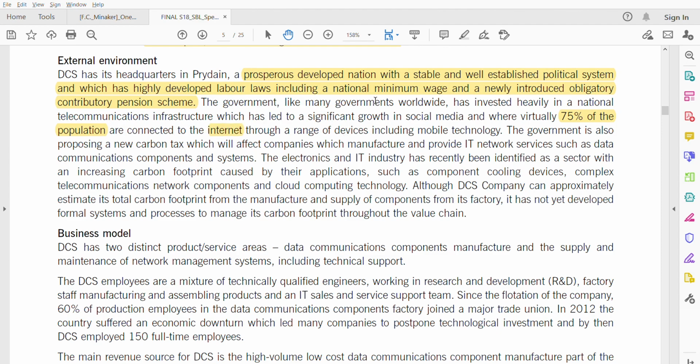So the government is also proposing a new carbon tax, which will affect companies which manufacture and provide IT network services such as data communication components and systems. Can you see the government is a stakeholder here? So the government imposing a new carbon tax again is very important. Let me highlight this also. Invested heavily in national telecommunication infrastructure. Okay.